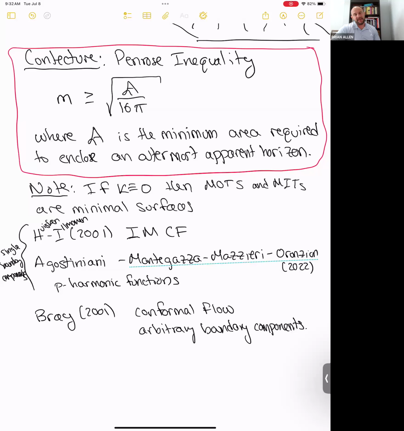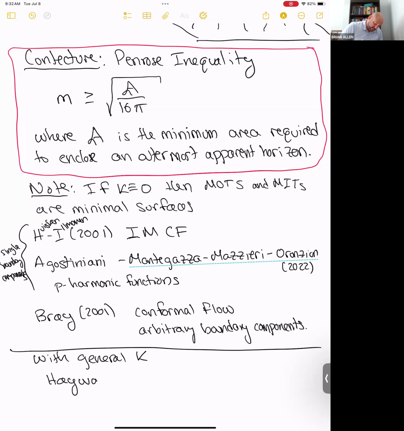Okay, but in the space-time setting, where you look at these initial data sets, it's been quite open, though there's been some special work. With general K, this has been open for quite some time, and all this work is under either special assumptions or also with a suboptimal constant.